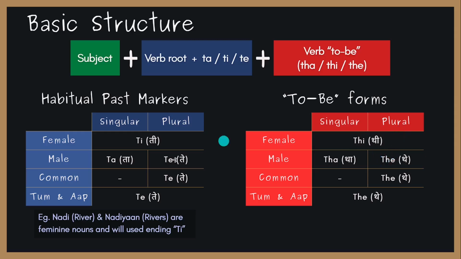And for these, the rules are same as above for the ta, ti, te, right? So tha is used for a subject that is male and singular. So main tha, tu tha, John tha. The is for plural where the group is either male, it's a mixed gender group, or you don't want to specify. So it will be hum the, students the, teachers the. The is also used with pronouns tum and aap, even when they're used for singular subject, just like in the marker that we just saw. So tum the, aap the. These are considered as grammatical plurals.